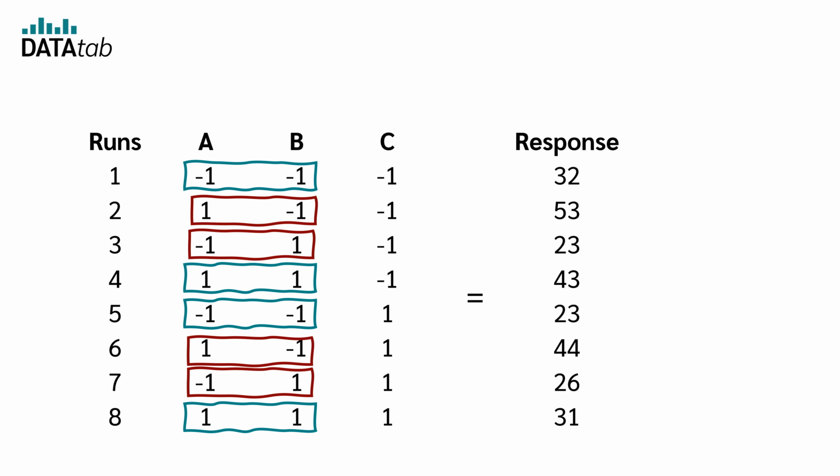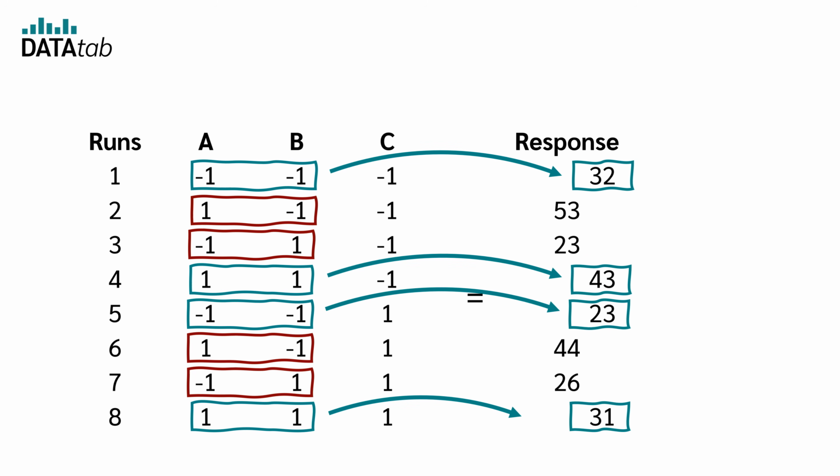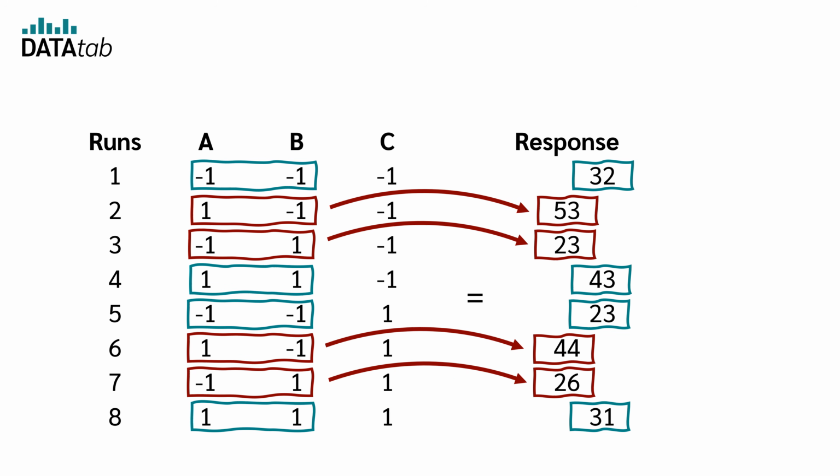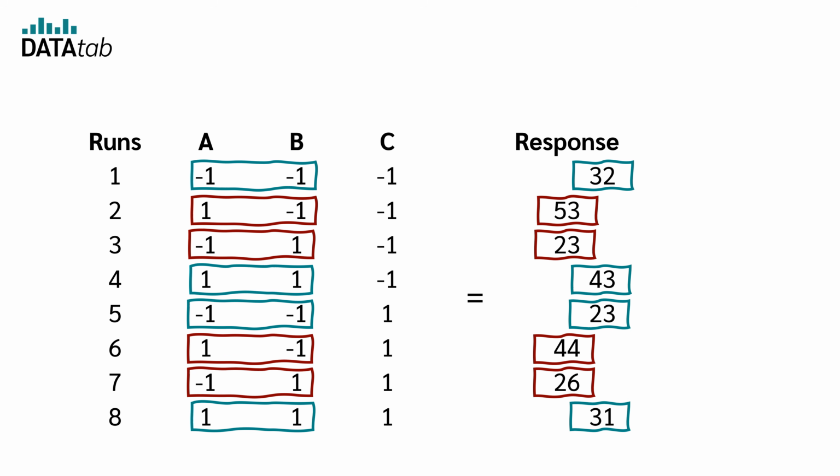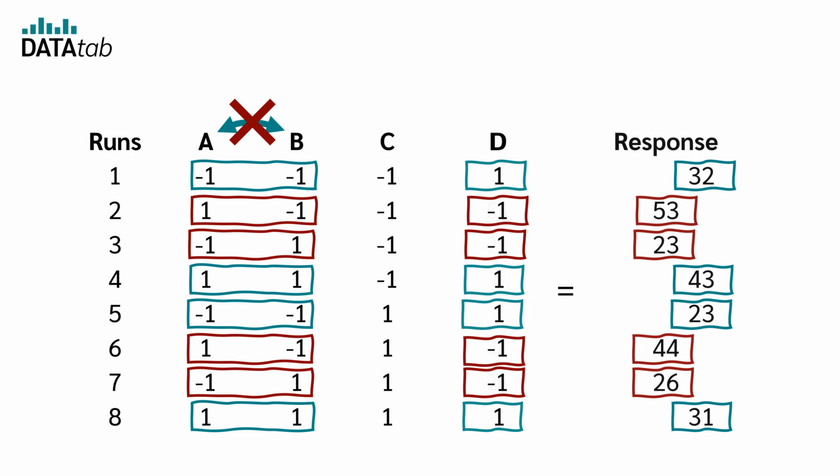So on one side we have the pairings with the same sign, and on the other side the pairings with an unequal sign. Now we can check whether there is a difference in the response variable between the values in the green group and the values in the red group. If yes, then there is an interaction between A and B. However, if we know in advance that there is only a very small interaction, if any, then we can use these combinations to test a fourth factor D.